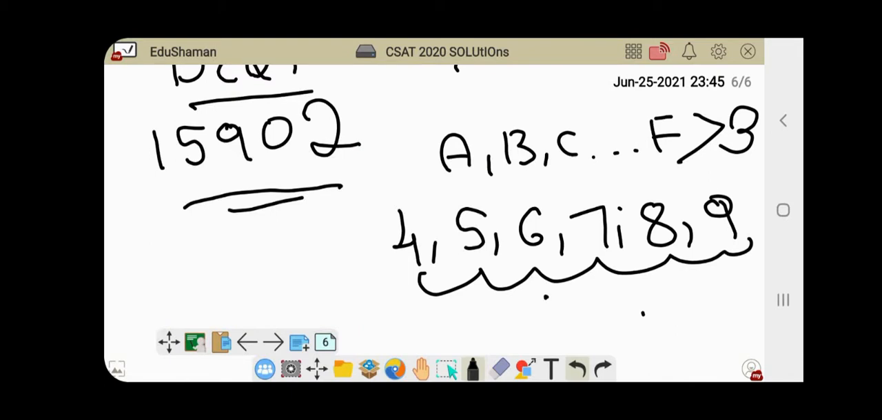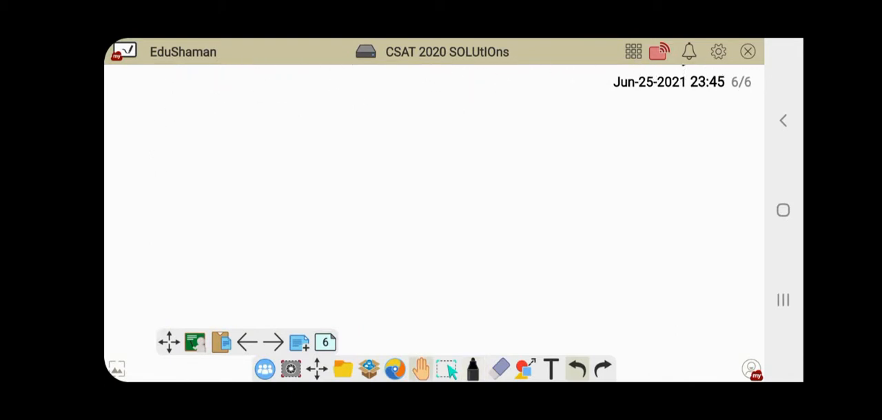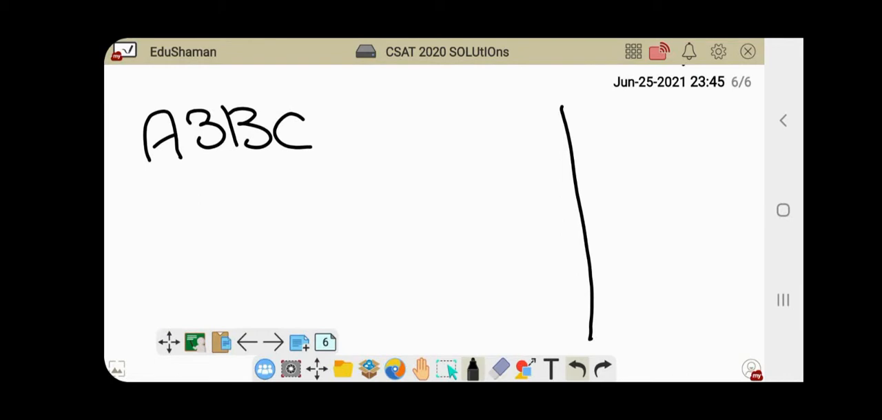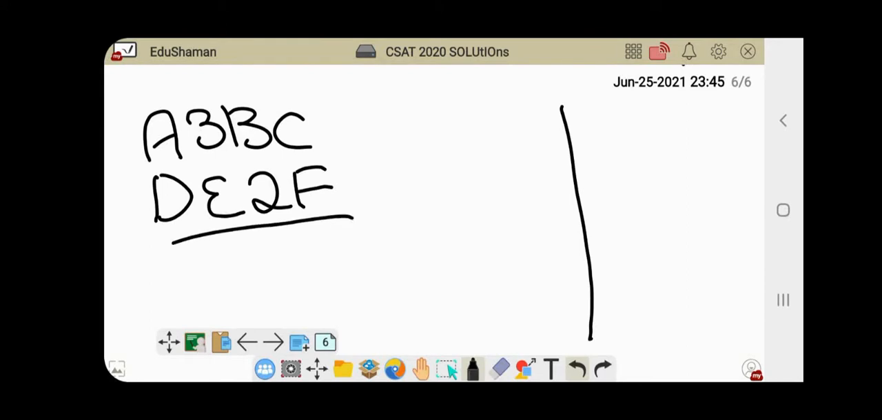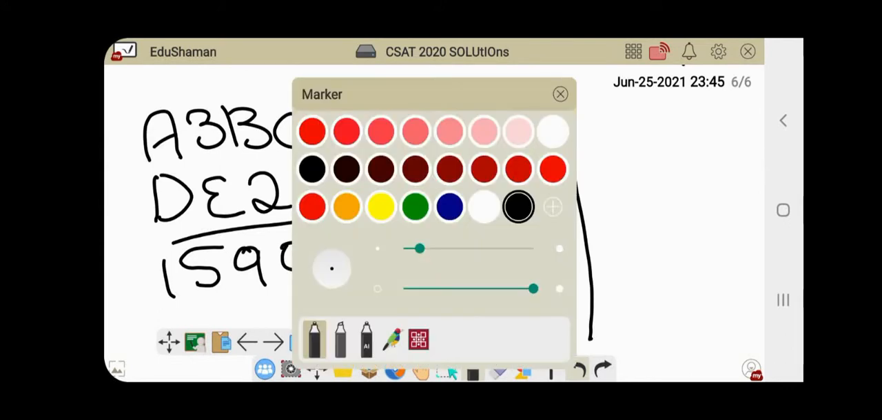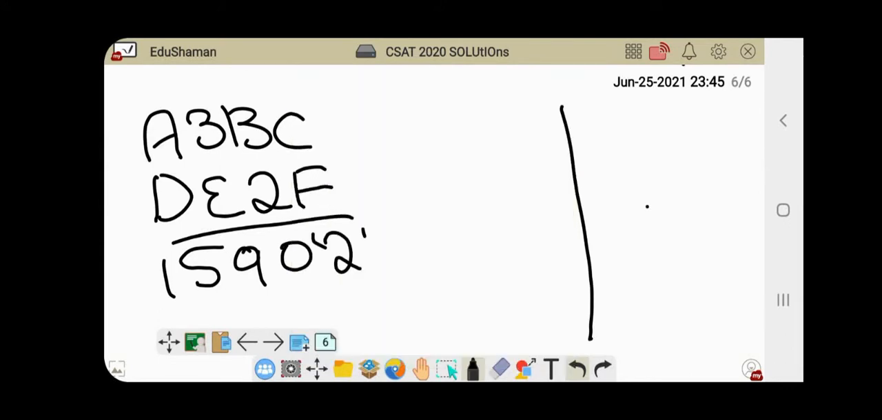So the way we solve this question is that I'll write it down again. A3BC plus DE2F, and they say it is 15902. Okay, let's go to the units place. When we look at the units place, we come to know that the units place of C plus F is equal to 2.